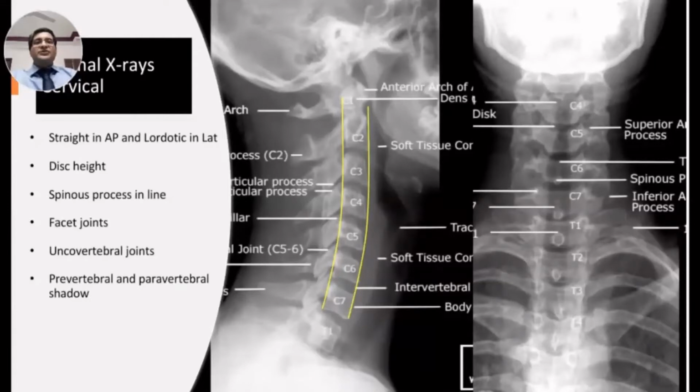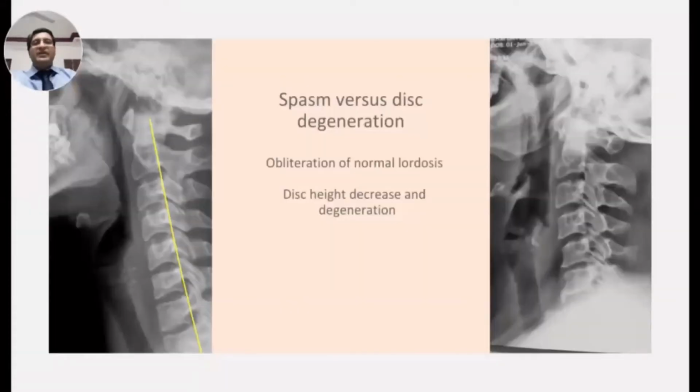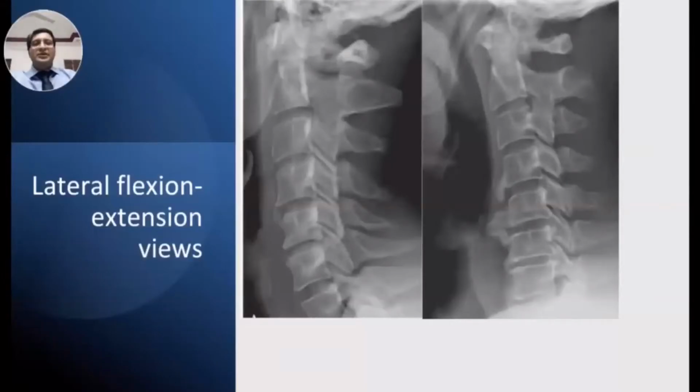Normal cervical spine shows a straight line with spinous processes in the midline and lateral masses and uncovertebral joints in AP films. While in lateral films, it shows a normal lordosis with symmetrical disc height and facet joints at all levels. Anterior prevertebral shadow reflects a tracheal line. If we see obliteration of the normal cervical lordosis, as shown here, it suggests muscle spasm, while decrease in the disc height will suggest disc degeneration or disc herniation.